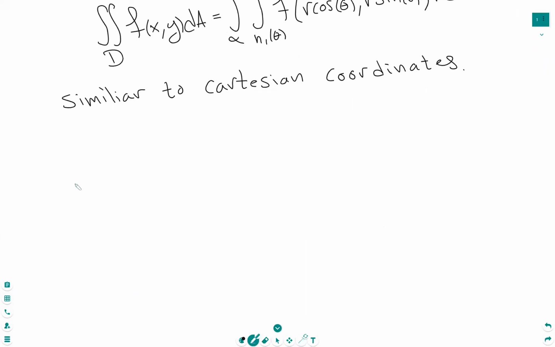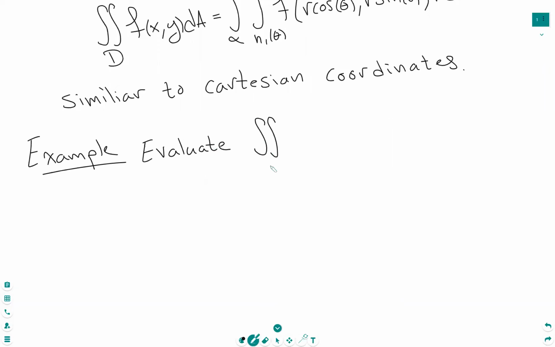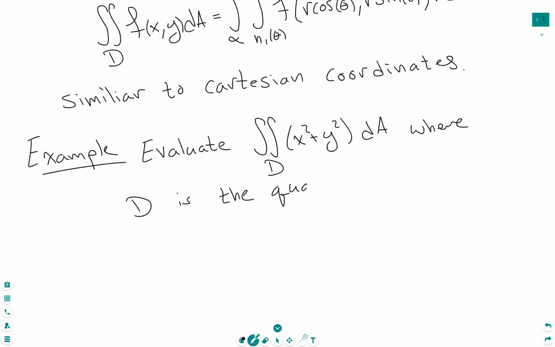So let's do an example. Let's evaluate the double integral over the region D of x squared plus y squared dA, where D is the quarter circle of radius 1 in the first quadrant.